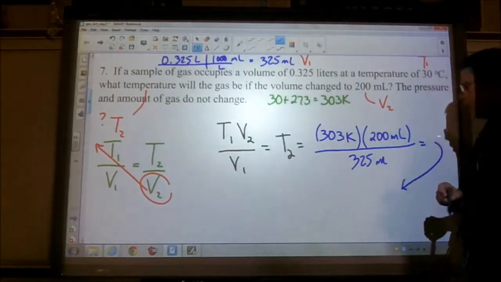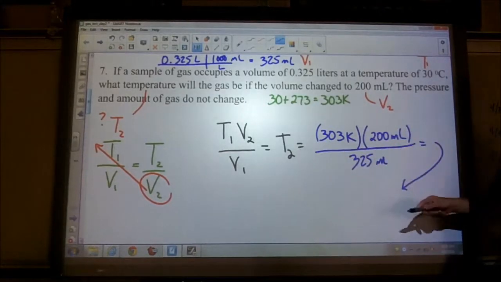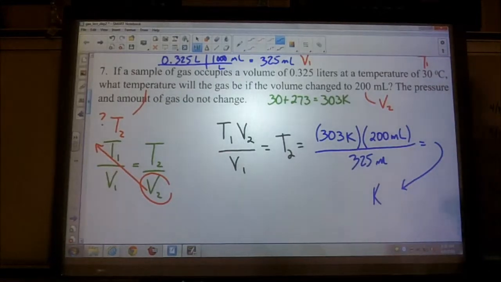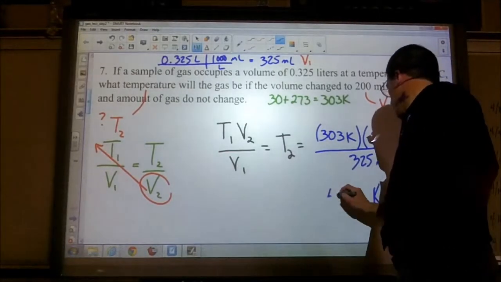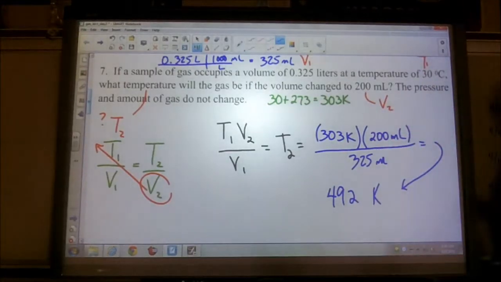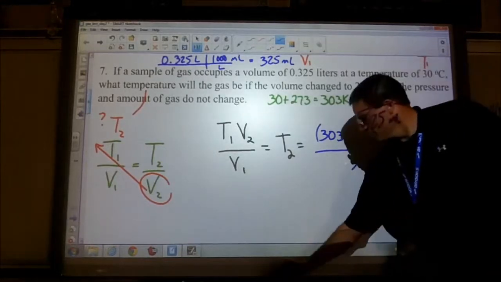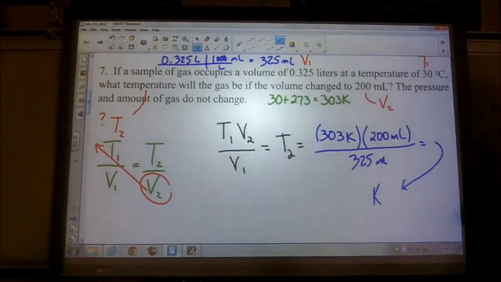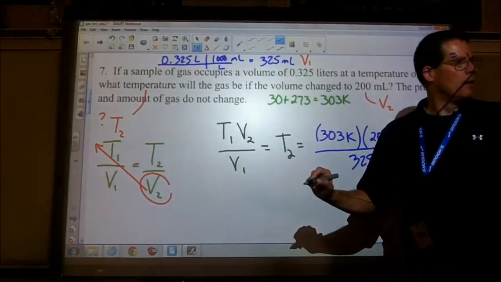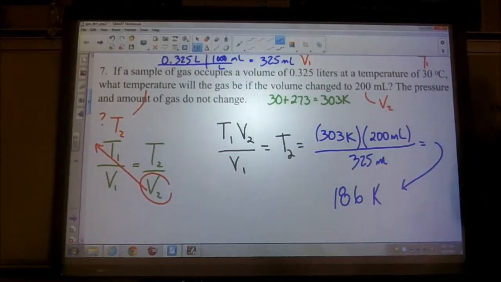What will my unit be for this? Kelvin, because it's temperature and the other two cancel out. And anybody get a number for that? 492? Is that not 492? Oh, 186. Okay, 186. Close enough.